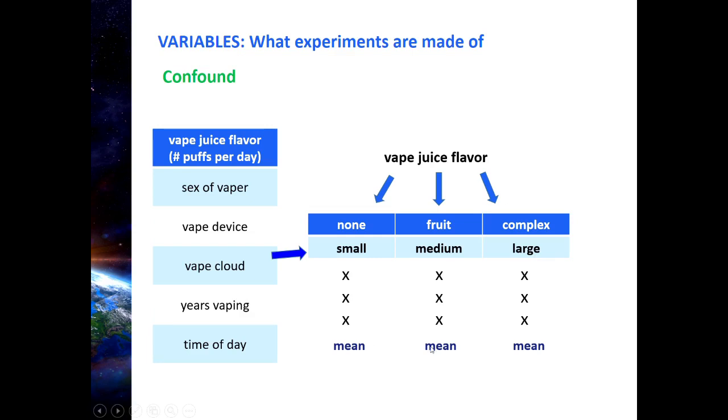If we see a difference between these three means, what accounts for the difference? Is it the independent variable, none, fruit, complex, right? Those were the three levels. Or is it the size of the vape cloud? Vape cloud, the extraneous variable, because it's systematically different between our three groups, has become a confound. Confound rhymes with dumbfound. We no longer know why our means are different from each other.